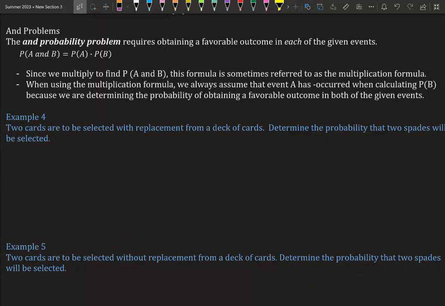And probability problems require obtaining a favorable outcome in each of the given events. So A and B equals P of A times P of B. Remember, and is multiplication, or is addition and subtraction. Since we multiply to find P of A and B, the formula is sometimes referred to as the multiplication formula. When using the multiplication formula, we always assume that event A has occurred when calculating P of B because we're determining the probability of obtaining a favorable outcome in both events.